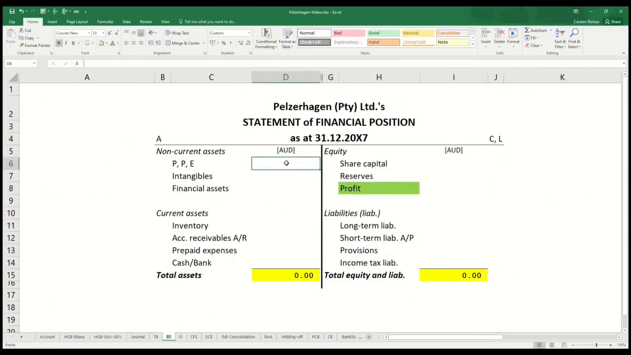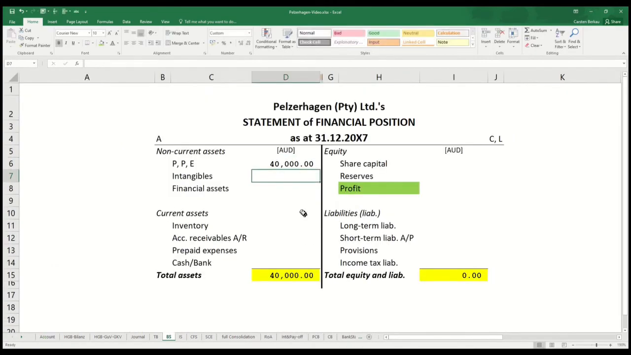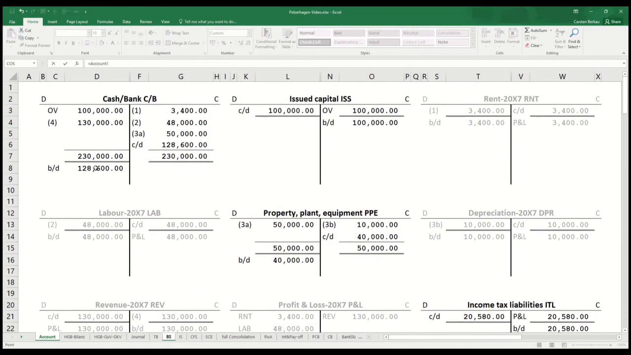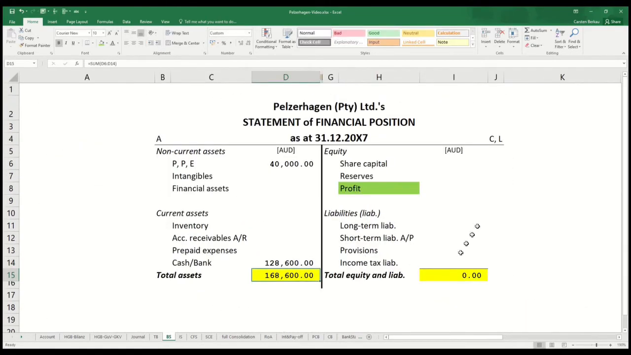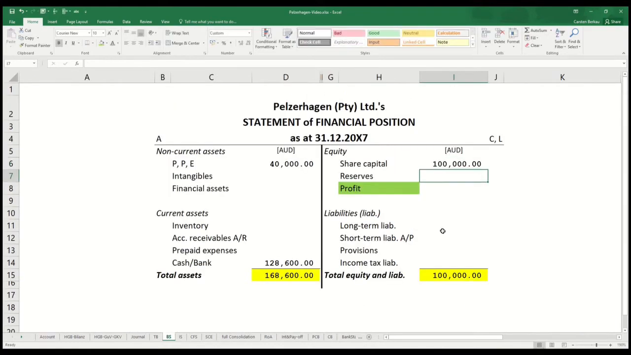So the balance sheet now will show me the item of property, plant and equipment. So I just get it from the account. Property, plant and equipment is 40,000. Intangibles we don't have, financial assets we don't have, inventories we don't have, receivables does not matter, prepaid expenses doesn't matter. But we got cash bank, so I take it from the account. It is here, 128,600.